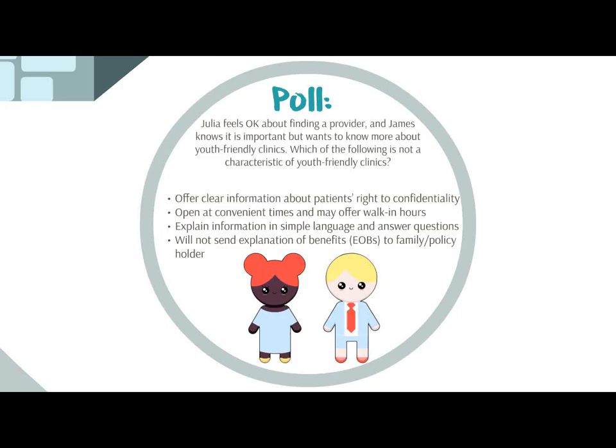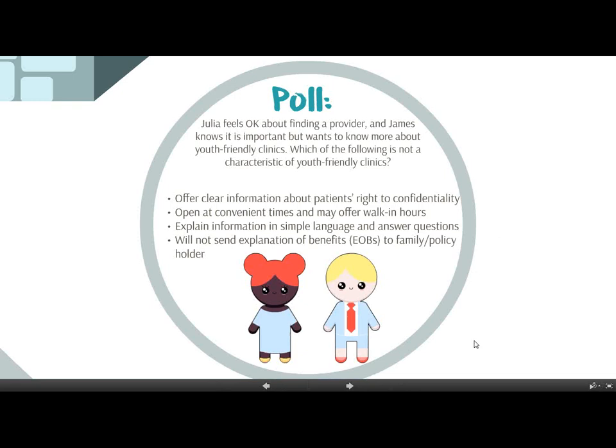One, offering clear information about patients' rights to confidentiality. Two, open at convenient times and may offer walk-in hours. Three, explain information in simple language and answer questions. And the last one being, will not send an explanation of benefits, or EOB, to family or policyholders. So which one is not? I'm going to go ahead and launch the poll.